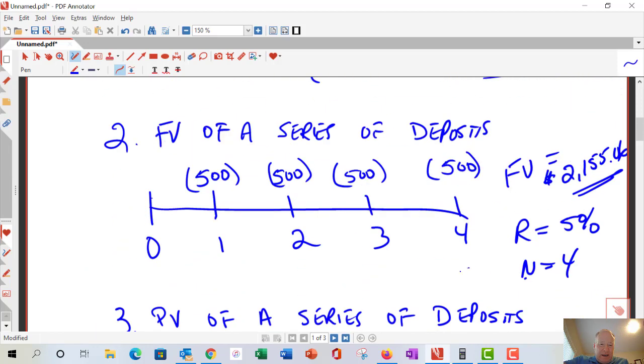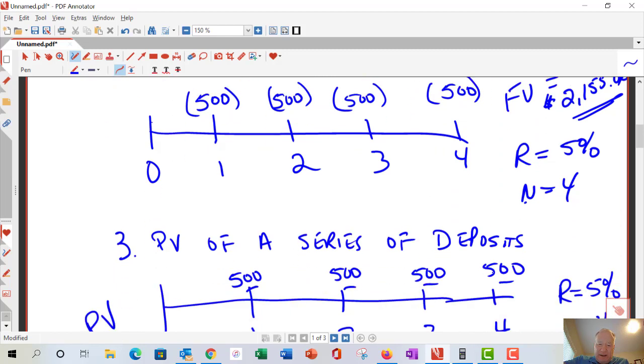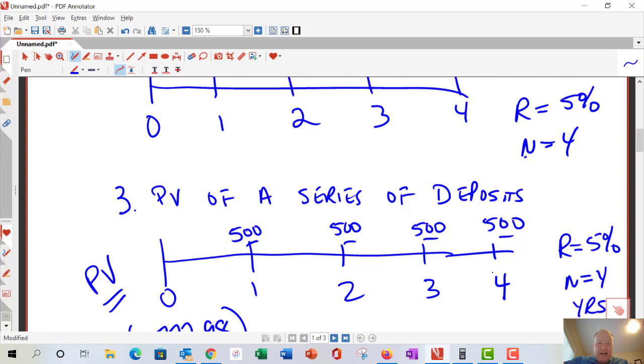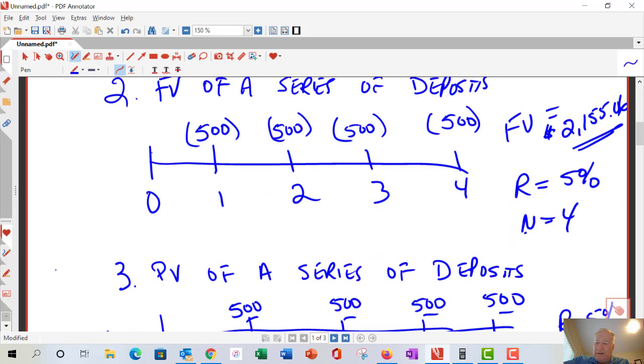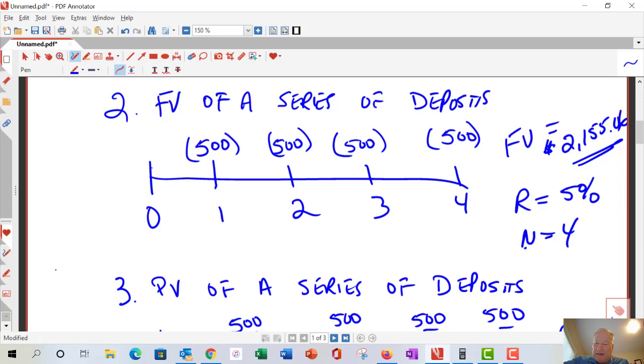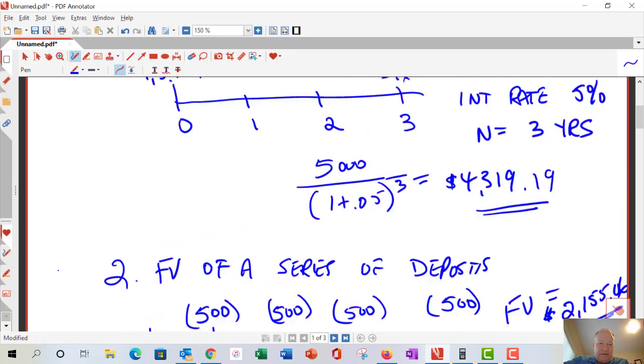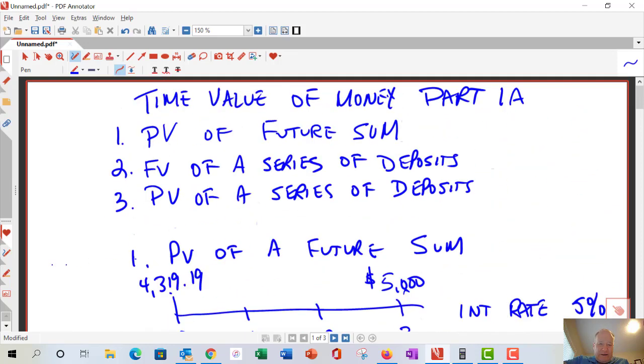Okay, and up here we had the future value. Here we're saving $500 to come up with the future sum. Here we put some money aside today, and we were taking out that $500 at the end of the next year. So we had to save $1772.98 today to be able to take that $500 out. Up here we saved $500, and at the end of those 4 years we had $2155.06. All right, so there's our covering off the rest of our basic time value series of deposits for both future value, present value, and then we also wrapped up the present value of a future sum.